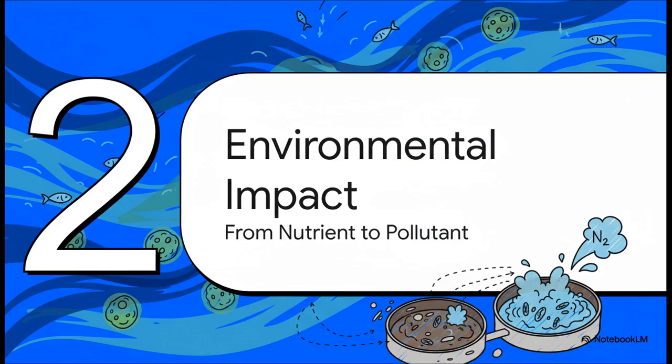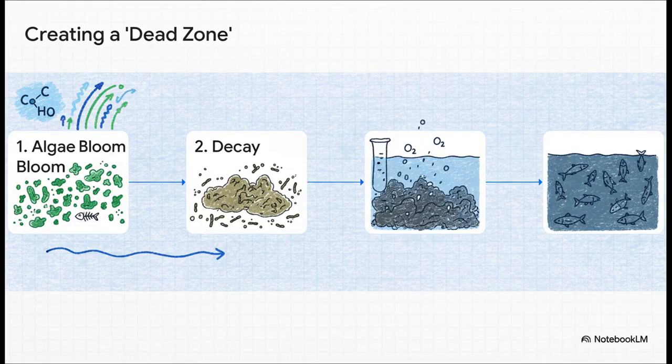Okay, let's look at the real-world impact. This right here, this is the heart of the problem. It's a devastating chain reaction. See, when there's too much nitrogen in the water, it acts like a super fertilizer for algae, causing this massive explosive growth called an algal bloom. But when all that algae eventually dies and sinks, bacteria show up for a feast. And as they decompose all that dead algae, they suck up all the available oxygen in the water.